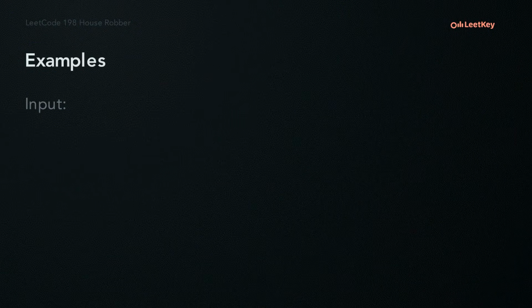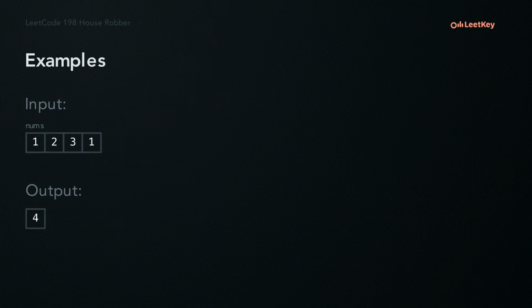For example, example 1. Input nums is 1, 2, 3, 1. Output is 4. Rob house 1, money is 1. Then rob house 3, money is 3. Total amount you can rob is 1 plus 3 equals 4.